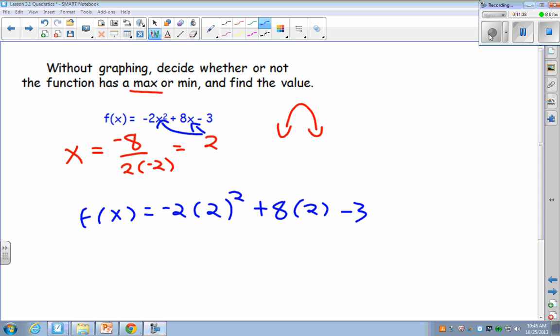Okay, so our y value here, or f of x, this is going to be 5. All right, and so that's our point. Our max is going to be (2, 5).